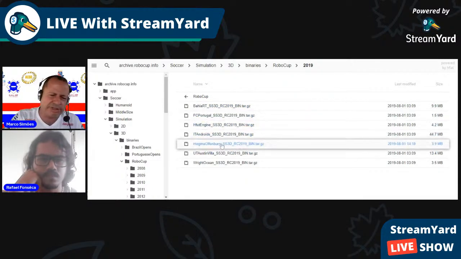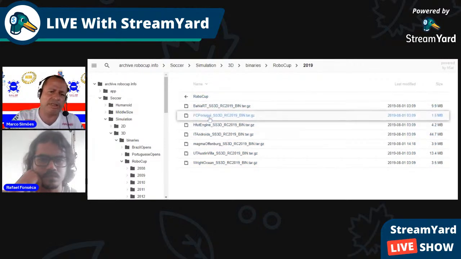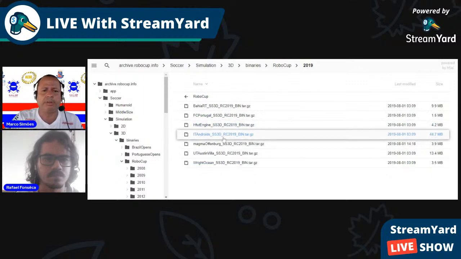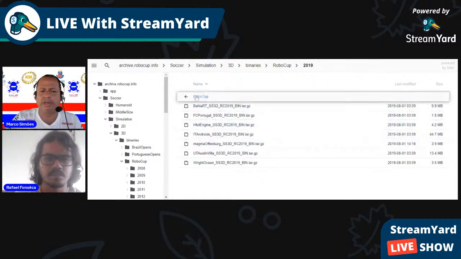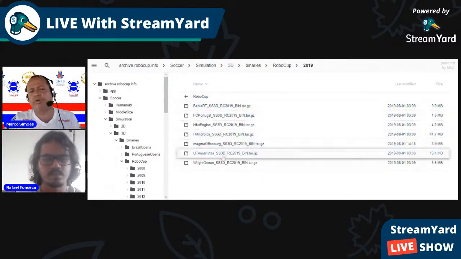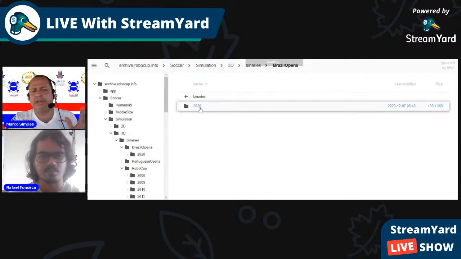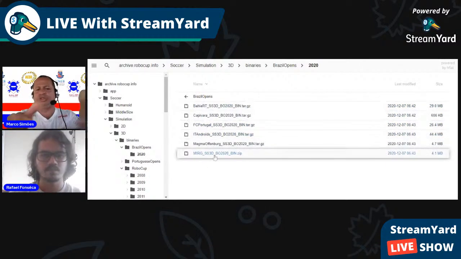Of course, you must check what the requirements are for each team. For example, magmaOffenburg needs Java on the client computer. Some teams require some kind of library that they have not set up properly in their start script. But most of the binaries run as they are. You can just download and run. So if you set up the environment and download some of the binaries, you can run a match between these teams on your computers, in your lab today. So you have binaries that work.